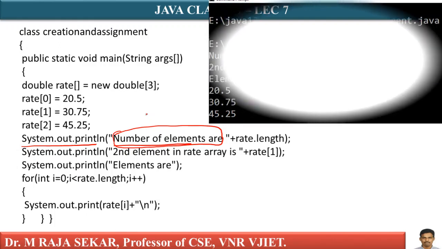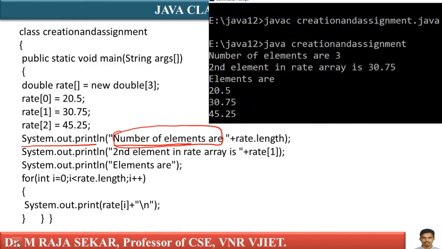Let me show the output once. Just observe carefully what output you are getting. Number of elements. Just see, this is the message: "Number of elements are". The plus means I am appending. Which one am I appending? Rate dot length. What is my rate? Rate is the array name. Array name dot length means size. What is the size of this array? 3. Therefore, this will be 3.